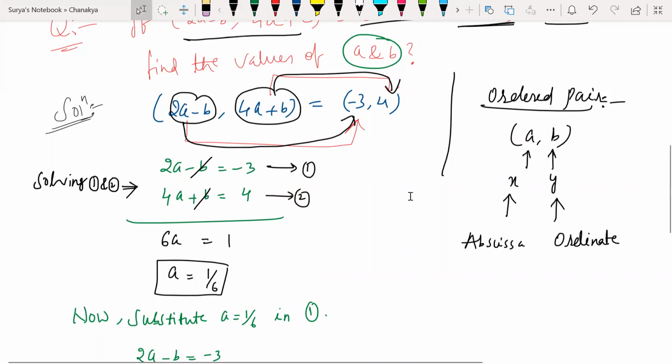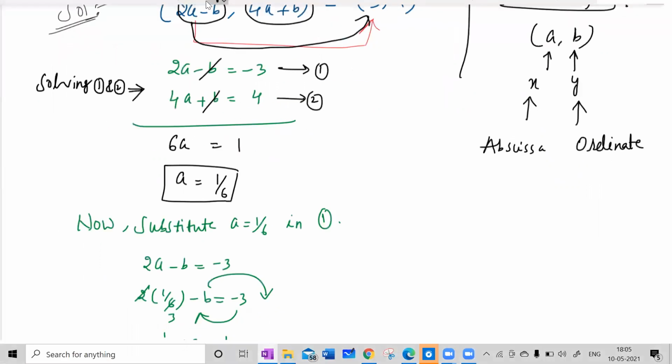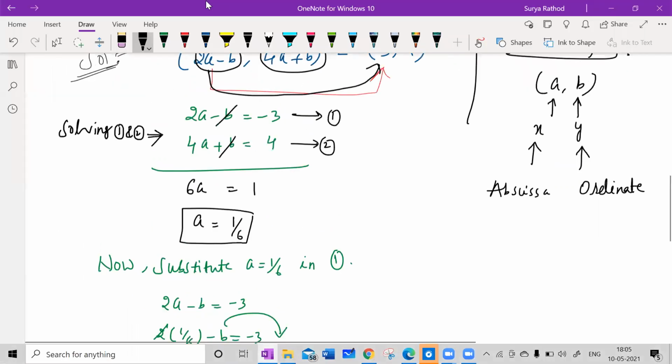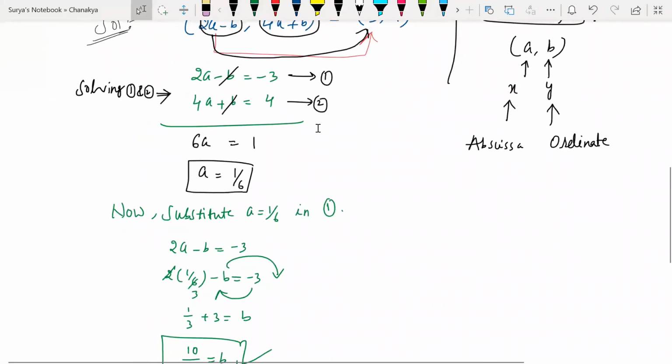Clear? So till there everyone might have understood. The only doubt is solving the equations. Clear? That is your doubt. Am I right? Yes, sir. Now, one second. Look at this here. I'm just solving equations 1 and 2.